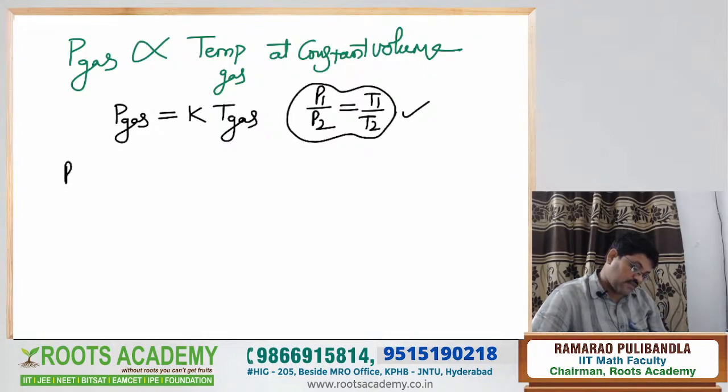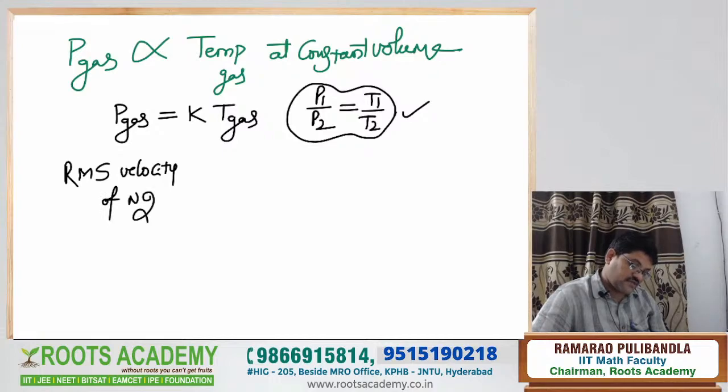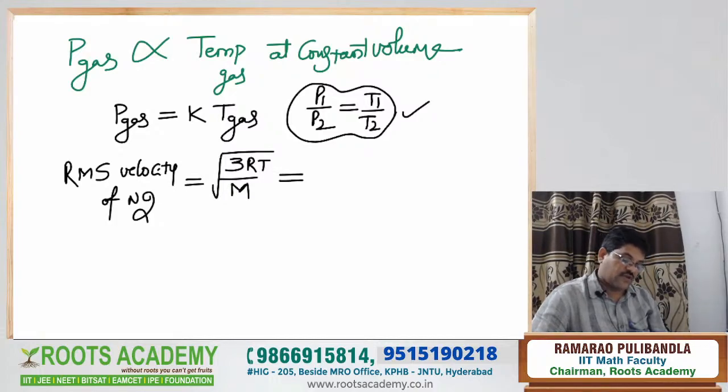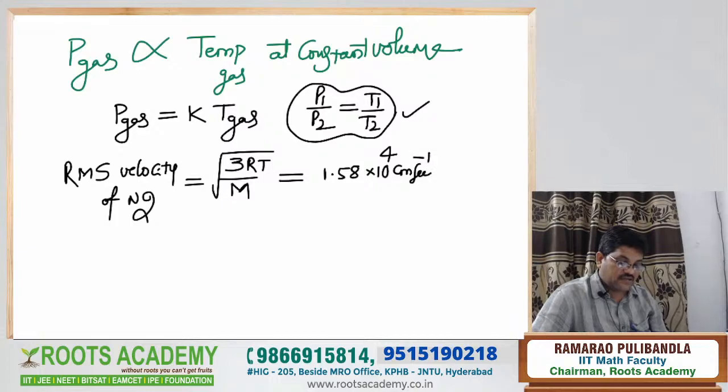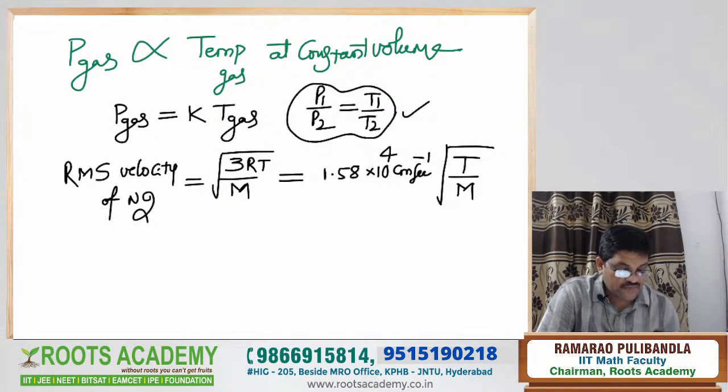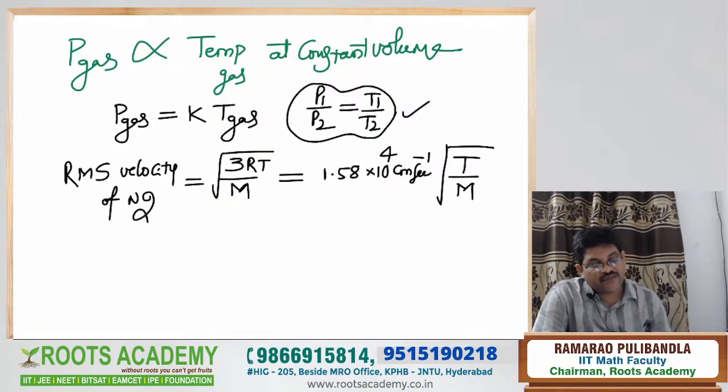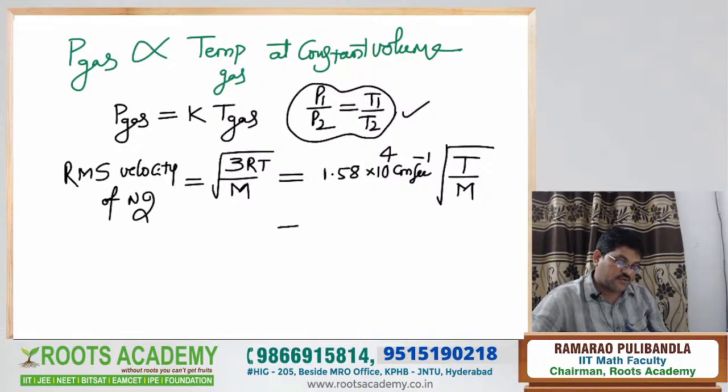So what is the formula for RMS velocity of N2 gas? Simple logic. The RMS velocity formula is root over 3RT by M. Root over 3RT by M means 1.58 into 10 power 4 centimeters per second into root over T by M. So RMS velocity of the gas is equal to root over 3RT by M, which equals 1.58 into 10 power 4 centimeters per second into root over T by M.